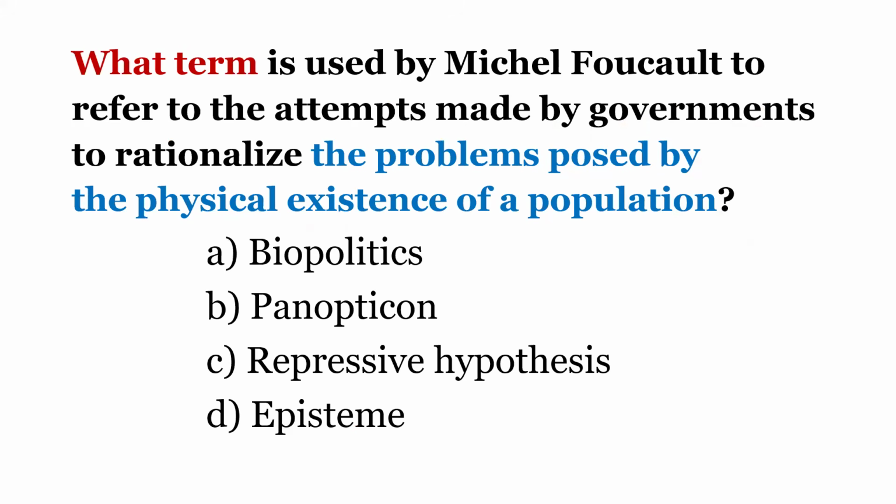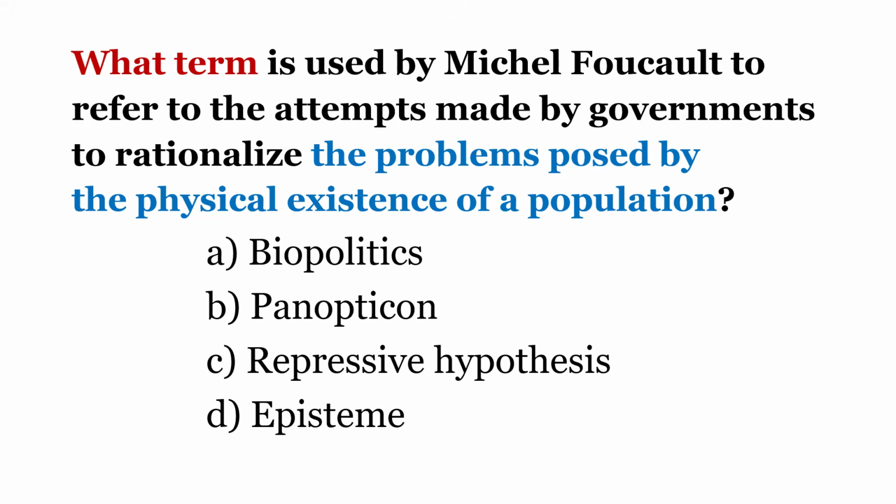Next question. What term is used by Michel Foucault, the French philosopher, to refer to the attempts made by governments to rationalize the problems posed by the physical existence of a population? So you have more people, then you have more problems. So that kind of a concept. Because we have four terms, all four terms are associated with Michel Foucault. Option A, biopolitics. B, panopticon. C, repressive hypothesis. D, episteme.